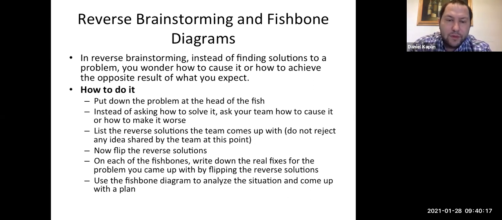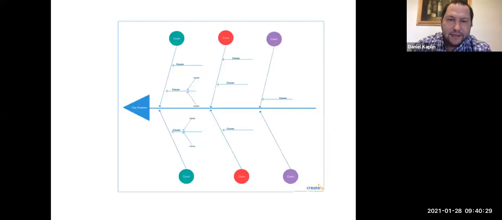And now you flip the reverse solutions, right? And on each of the fishbones, you write down the real fixes for the problem you came up with by flipping the reverse solutions. And I'll show you what that looks like. So again, here you see at the head of the fish is the problem, right? And then you talk about at the top, the causes, and then causes that are linked to specific causes. And then on the bottom, it's the exact opposite of the causes that were on the top.